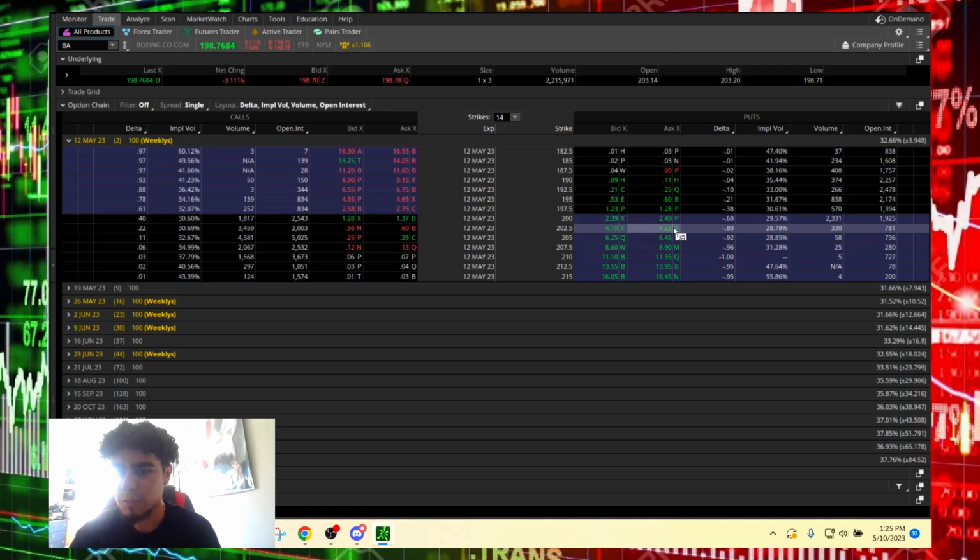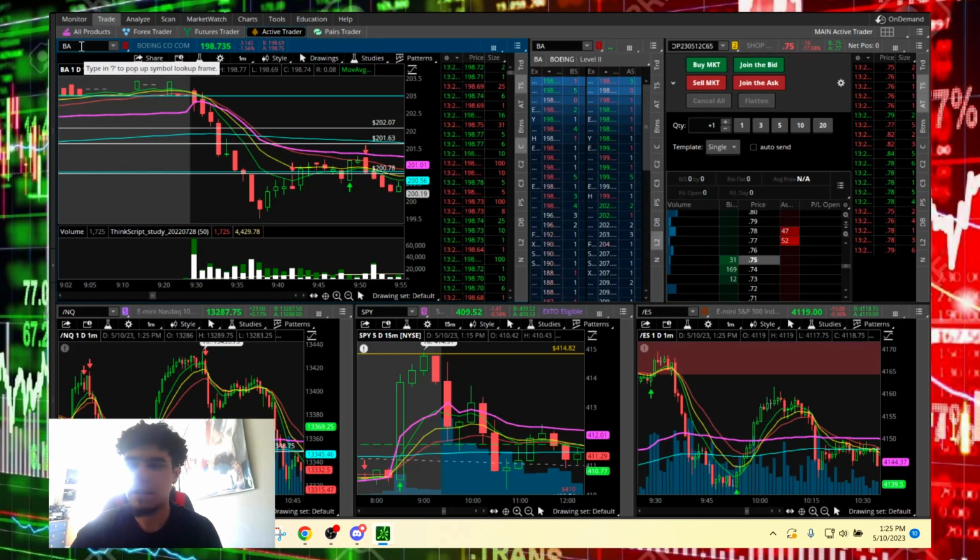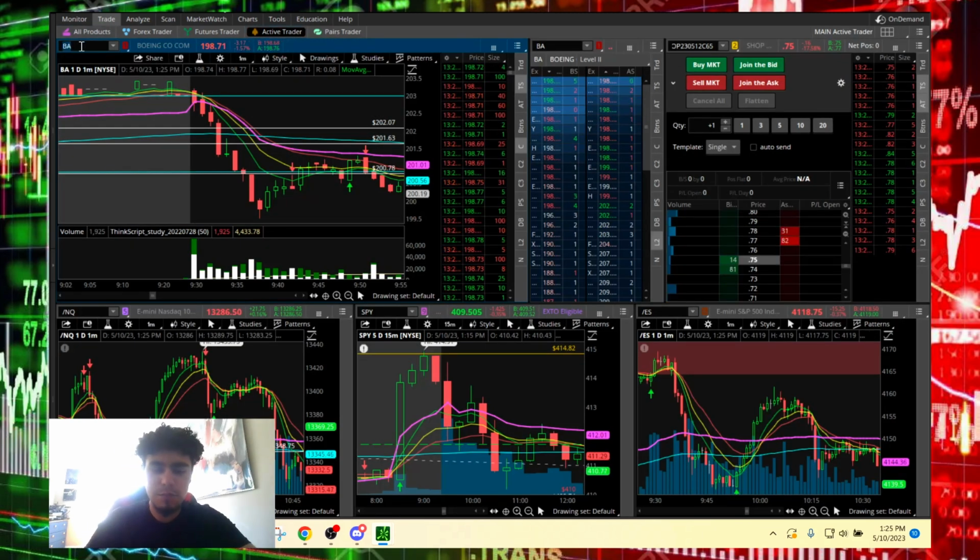See, like here the spread is $15, which is not horrible for BA, but it's not the best either. This spread is a lot tighter. It's still not the best, but it's a lot tighter. So I would do something like that. Picking options, it's pretty simple.